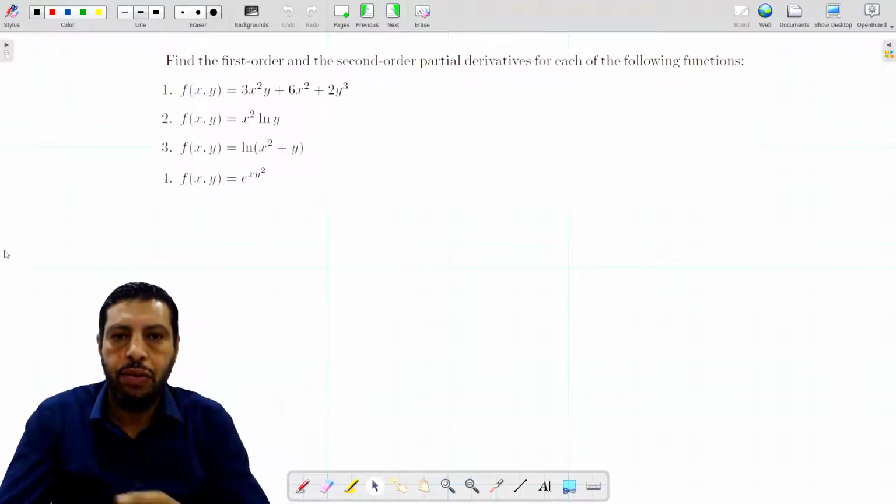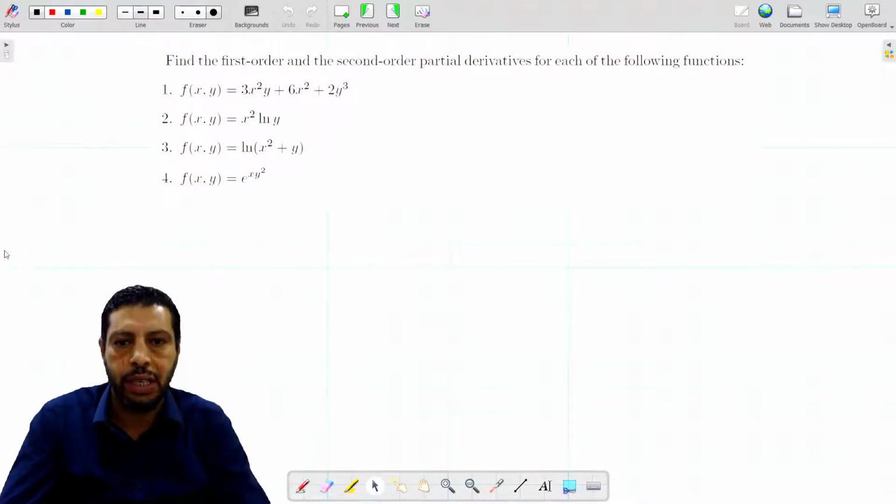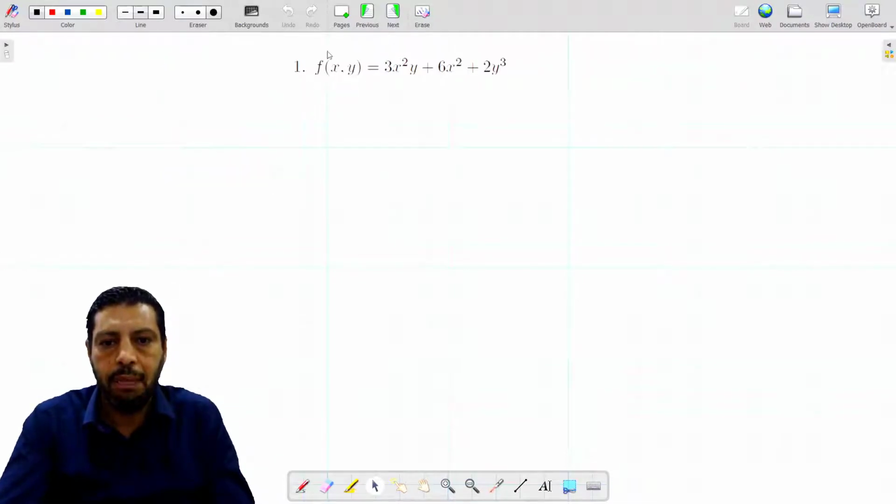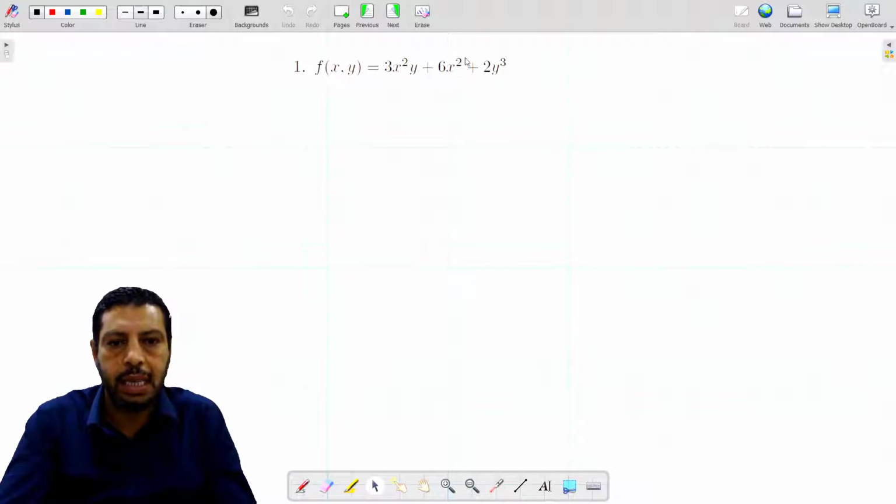We have two first order partial derivatives if you have two inputs, fx and fy. If we move to the second derivative, we have four second order partial derivatives. So let's compute the 6 quantities for each of the given functions. Let's start with the first one: the polynomial function f of x and y equals 3x squared y plus 6x squared plus 2y cubed.